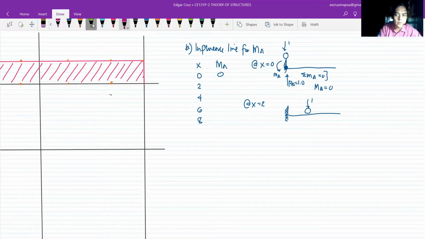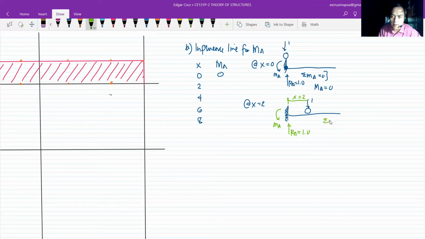Okay, so ito yung moment natin sa MA. Okay, so yung reaction natin sa RA would be equal to 1, no? Kasi at any position of the unit load, the reaction at A is always equal to 1. So, ito naman yung x equals 2. Okay, so how do we solve for moment at A?